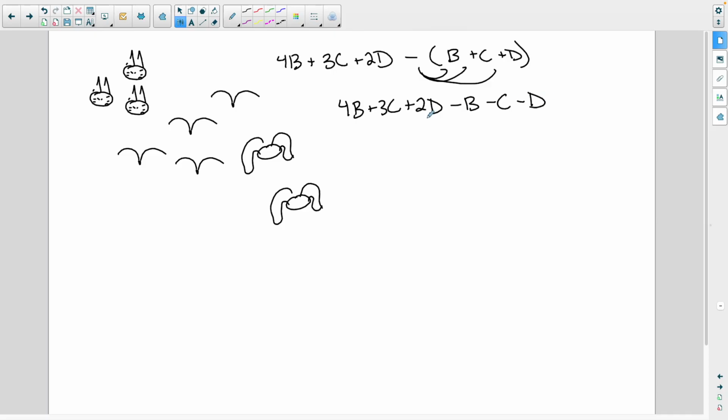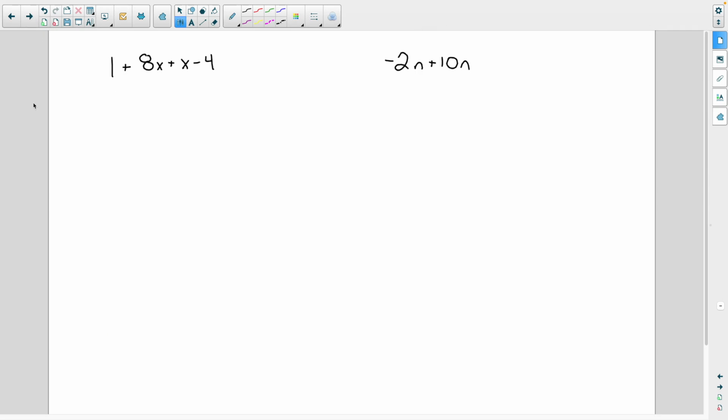So 4B, and I'm subtracting 1. So I have 4 birds, and I'm getting rid of 1. 3 cats, I'm getting rid of 1 of those. 2 dogs, and I'm getting rid of 1 of those. So how many do I have left? Well, in this case, I have 3 birds, 2 cats, and 1 dog. I can only combine what is similar to each other.